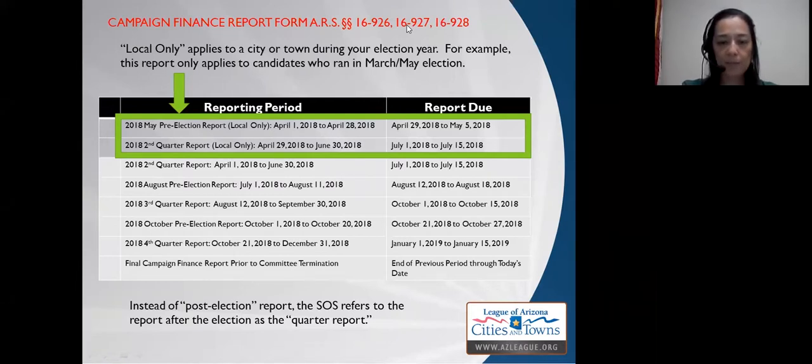Let me see, I have a couple questions here. Okay, one's about independent expenditures, and I think we'll actually get to that in a little bit. So I'll wait on that one.